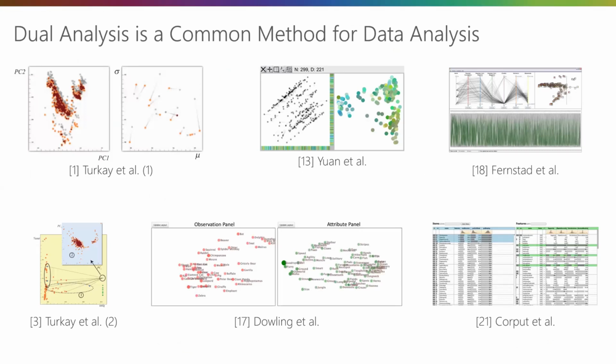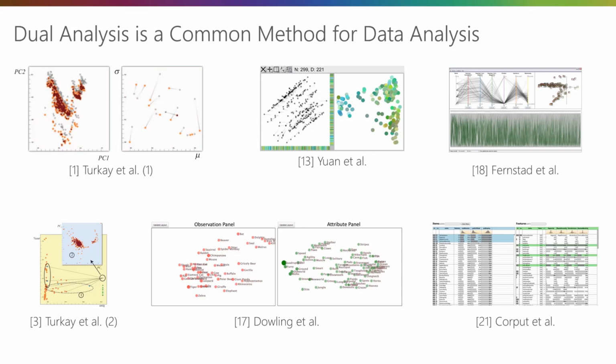Dual analysis is a common method for data analysis, and it's used to jointly explore data items and features or dimensions. Here you can see 6 examples where you have this joint analysis of data items and features. For example, here in the top row at the very left, you have the approach by Turkey et al. And it has a data item view on the left and a feature view on the right.